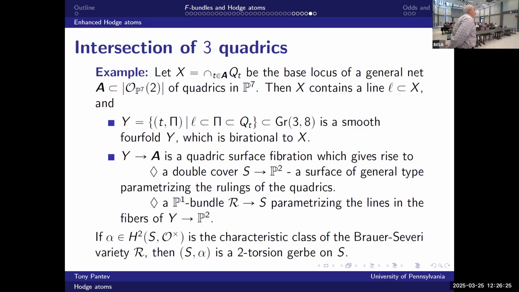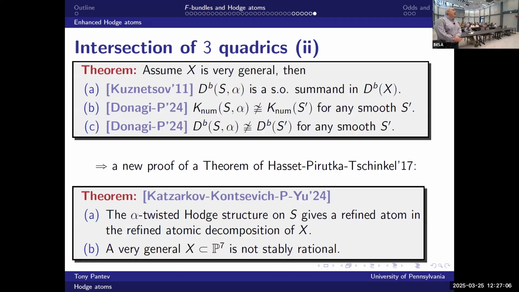There is a similar thing with the intersection of three quadrics in P7. I'm not going to go into details because Ron is going to talk about it on Thursday. If you have a general intersection of three quadrics in P7, you can choose a line in that intersection. Then some incidence correspondence related to that line gives you a quadric surface fibration birational to X. And again, you get the gerbe, but now it's over a surface of general type, a double cover of P2 branched along a curve, and it's still two-torsion.